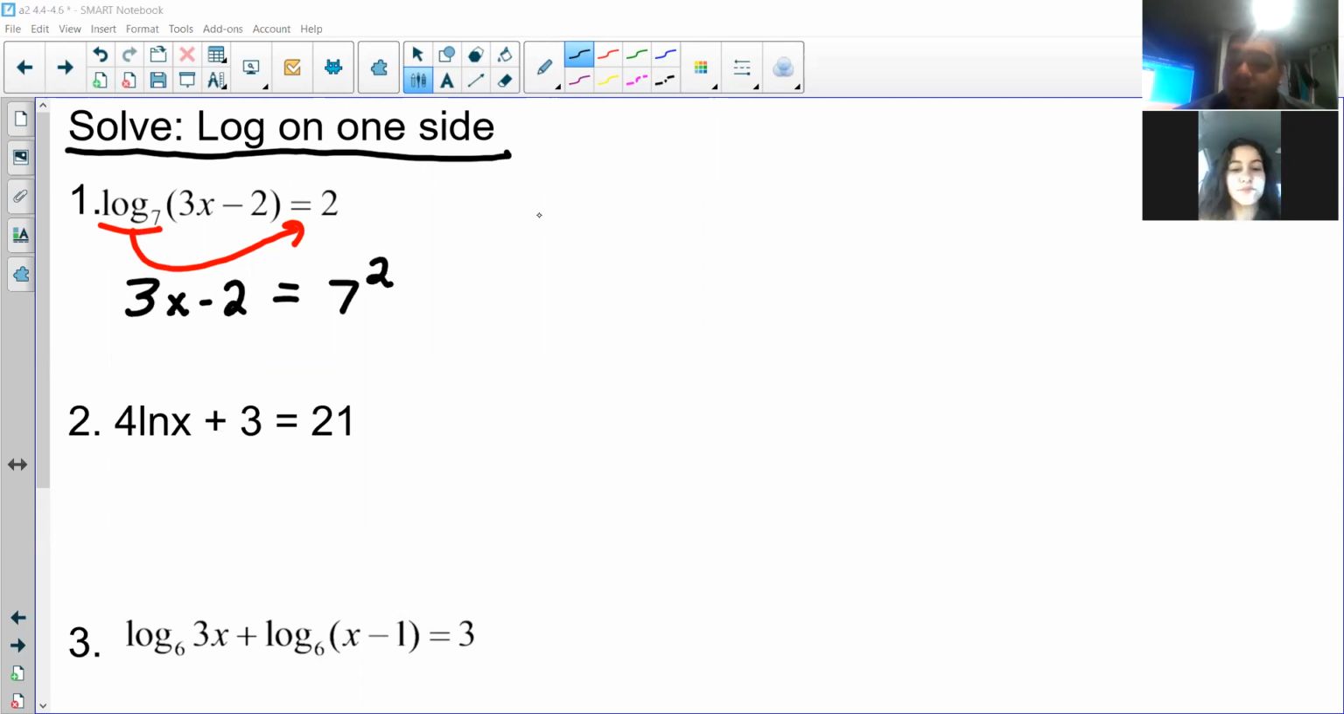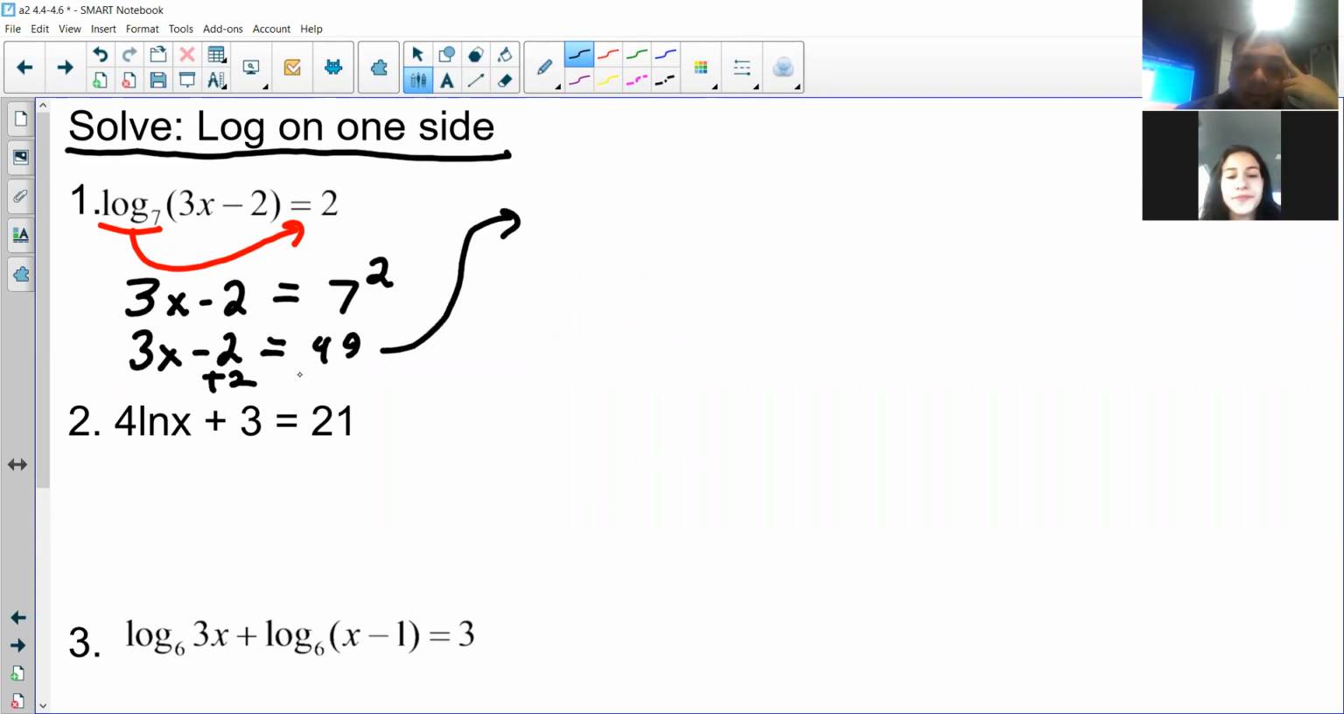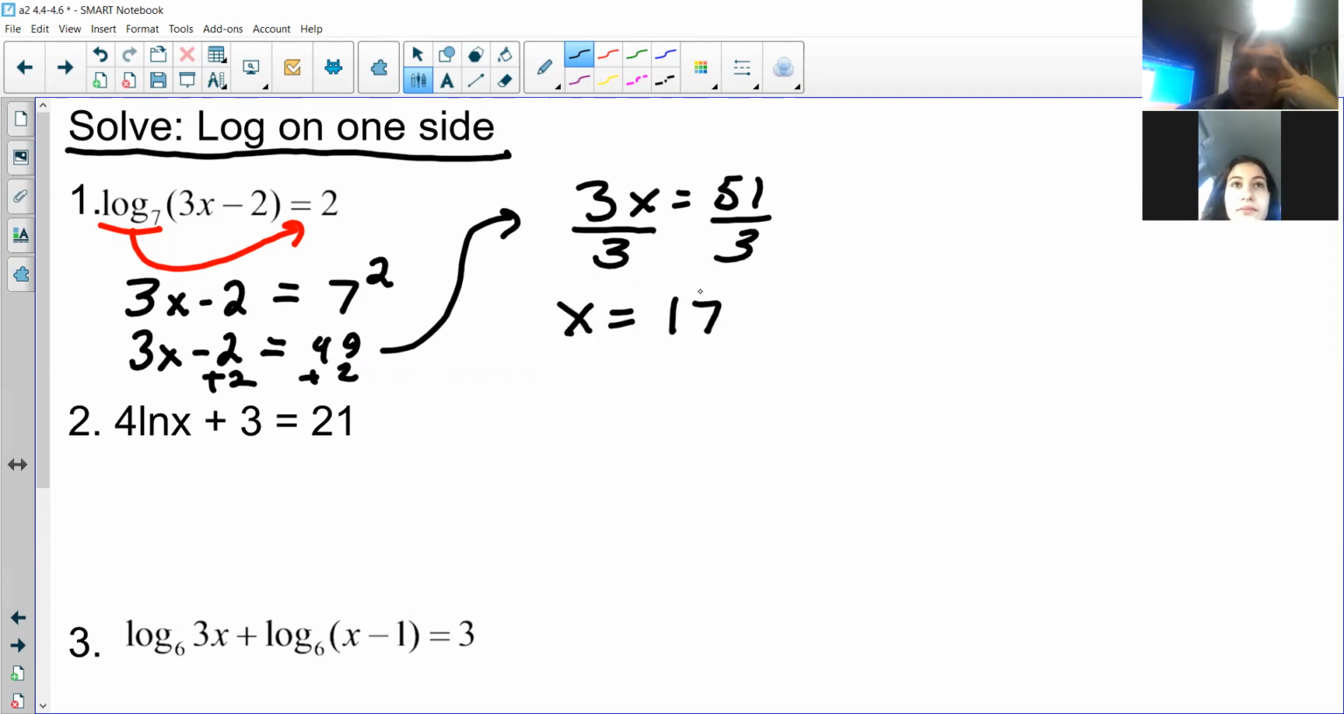Okay. From here, we have 7 squared. We actually know what 7 squared is, and we can find it if we have a calculator. So that's 49. So 3x minus 2 equals 49. I'm going to do plus 2 on both sides. 3x is going to give me 51. And I'm going to divide it by 3 on both sides. X is going to be 17. So all I did is a little bit of algebra after I moved over to log exponent. That is my goal, to get rid of that log so then I could do some algebra.